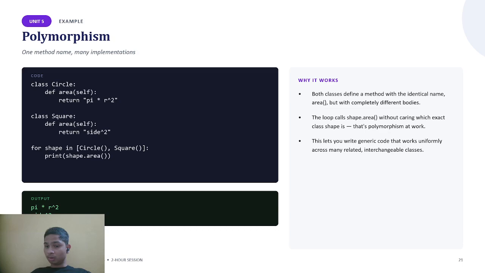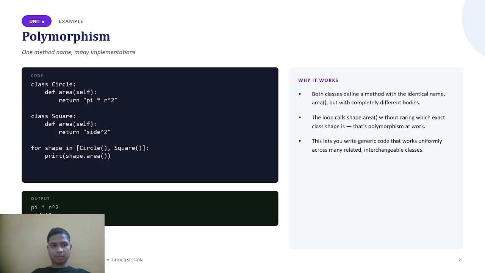So the loop calls shape.area without caring which exact class shape is. This is all because of polymorphism. This lets you write generic code that works uniformly across many related, interchangeable classes.